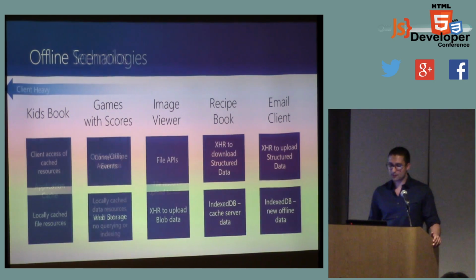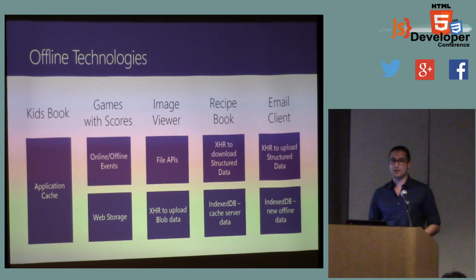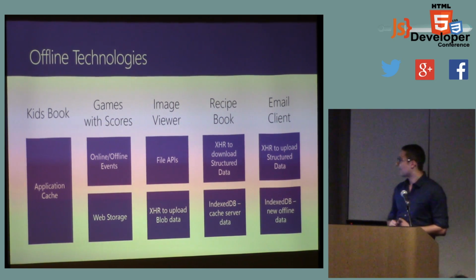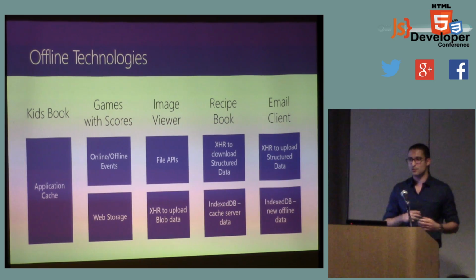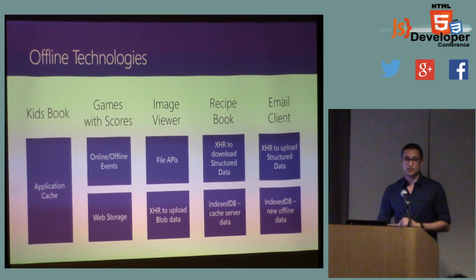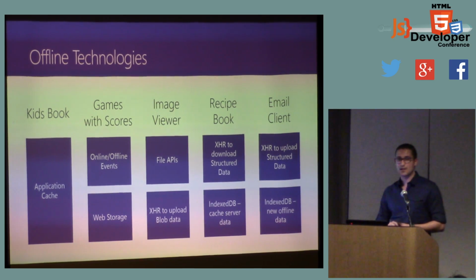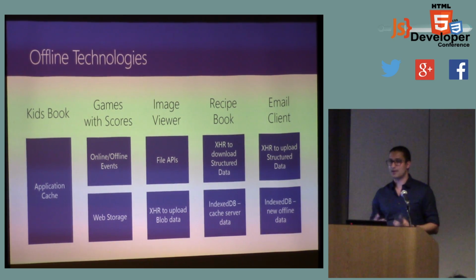So in terms of the technologies that we have to think about to enable these scenarios, these are pretty much them. You have application cache for the kids book. You have offline and online events to figure out what your connectivity status is for games with scores, so that you know when to post those scores up, and you can use web storage to do that. For the image viewer, something like file APIs, which will allow you to process those files right on the client. You can also do an XHR send to actually upload that data to the server.